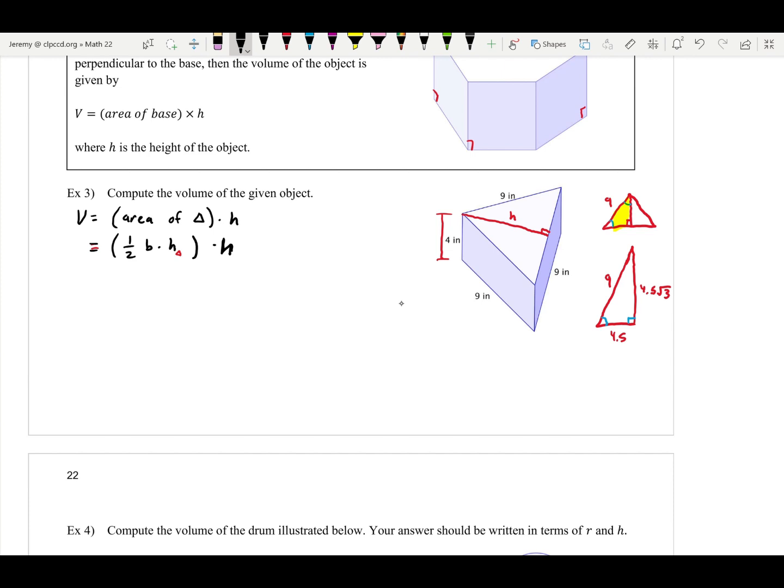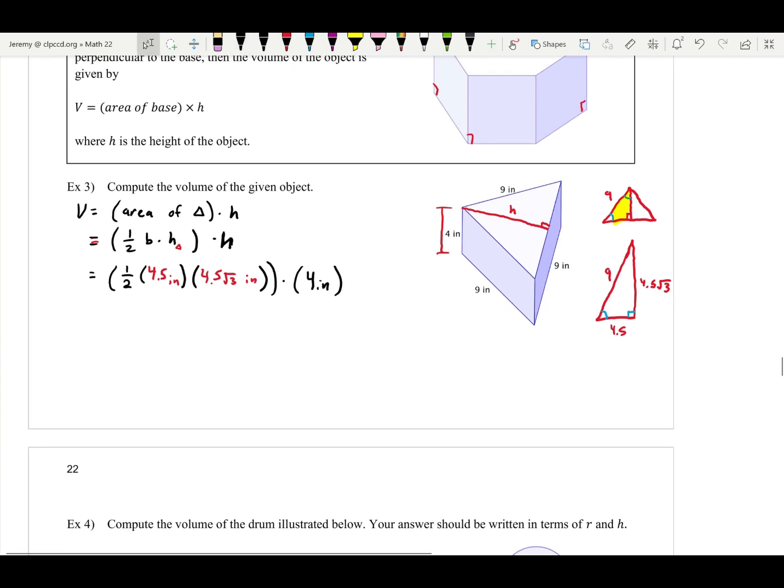Okay, so now that I've determined that, I can say the formula, just substituting in the values I have, it'll be 1/2 the base, which is 4.5, and this is measured in inches, I guess I could put that in there, times the height of the triangle, which is not a super nice number, but we have it, 4.5 root 3, again in inches. And I'll multiply that by the height of our three-dimensional shape, which is 4 inches.